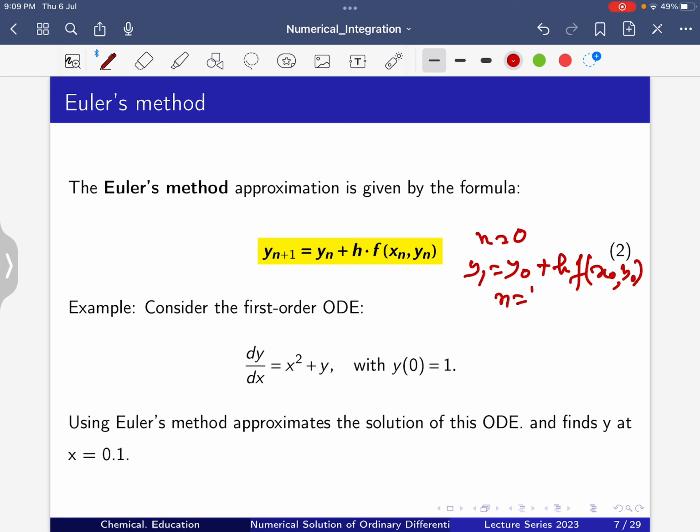If n is equal to 1, then y2 = y1 + h f(x1, y1). Now here I am taking one example and solving a first order ODE. The ODE is dy/dx = x² + y with y0 = 1. Using Euler method, approximate the solution of the ODE and find y at x = 0.1, which means one step.